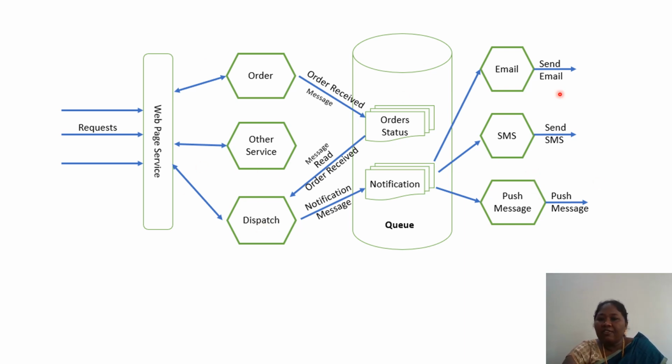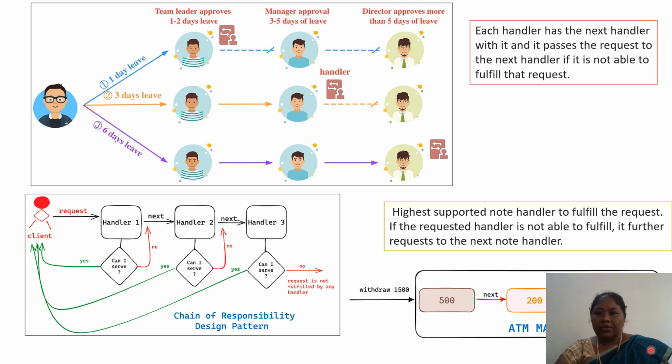So there is a chain of responsibility which is supposed to be linked to handle the user's request. Such kind of microservices you can include in your design pattern. So here the handler will handle the particular request, and in case it is not able to handle, the request will be given to another handler.